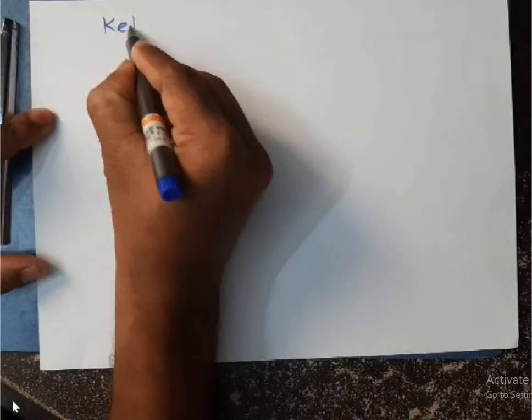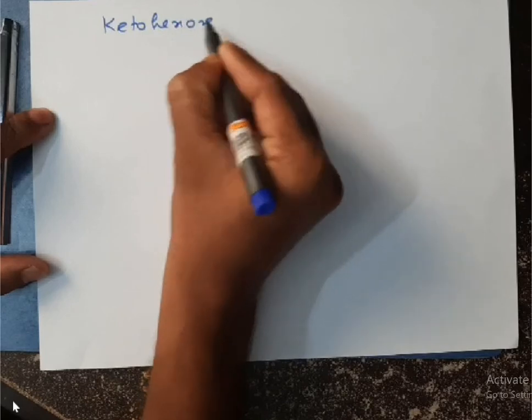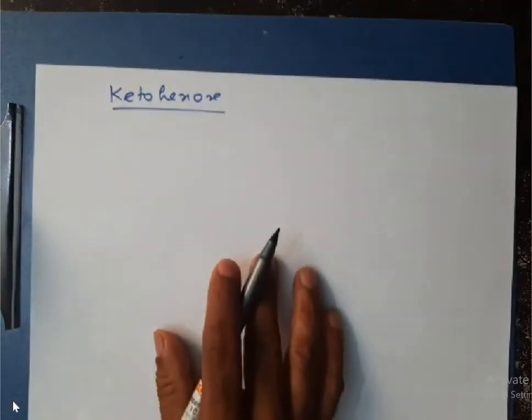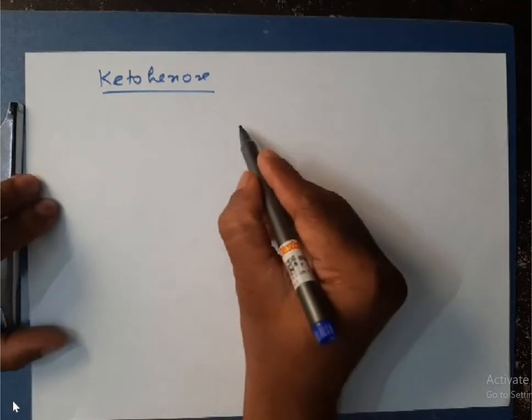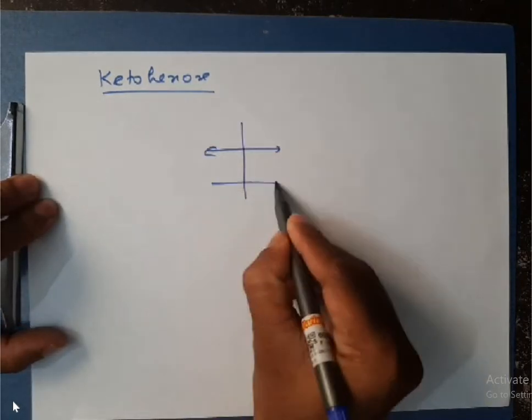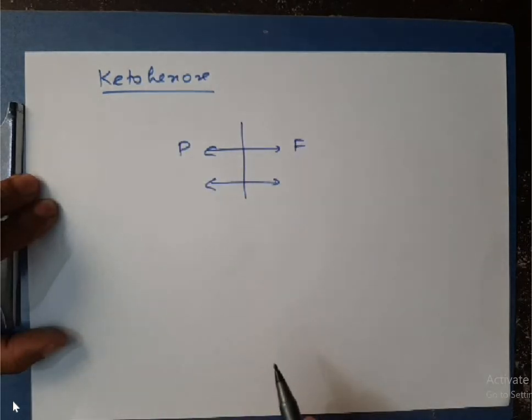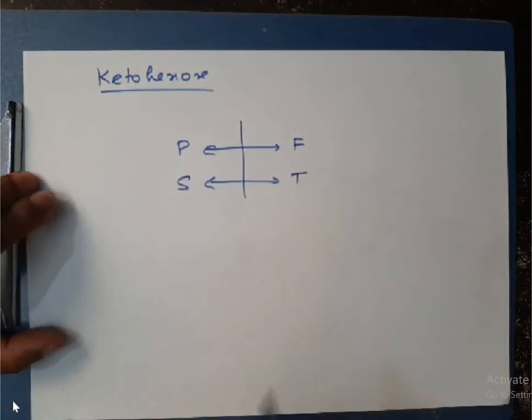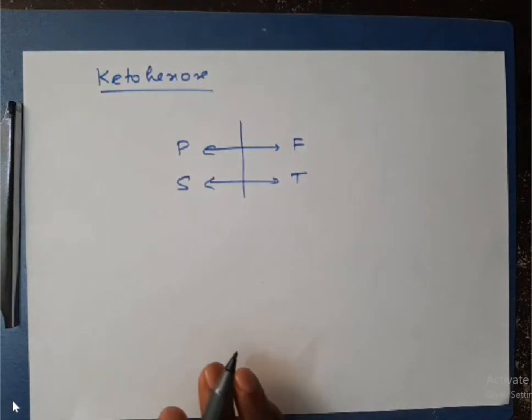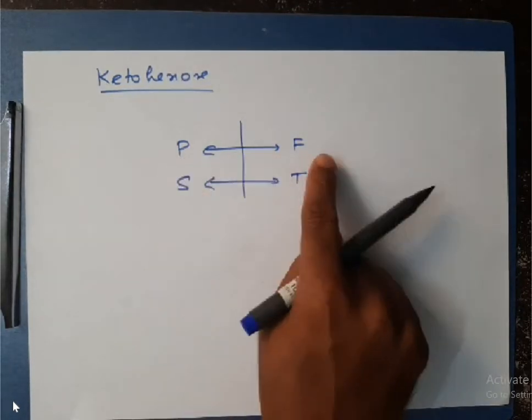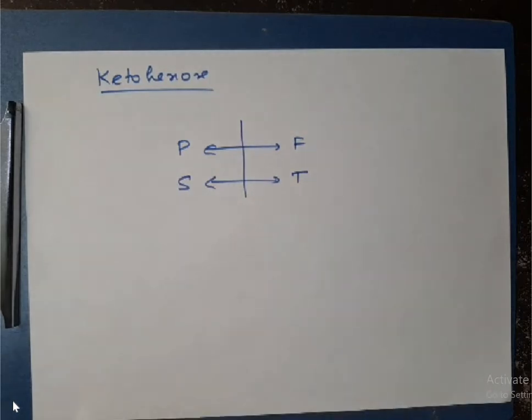So let me just tell you that. I'll take ketohexoses. In ketohexoses, there is a small difference. What is that? In ketohexoses, we have only 4 members: psicose and fructose, sorbose and tagatose. I have taken the ketohexose family, psicose, fructose, sorbose and tagatose. Students, see here there is a small difference.